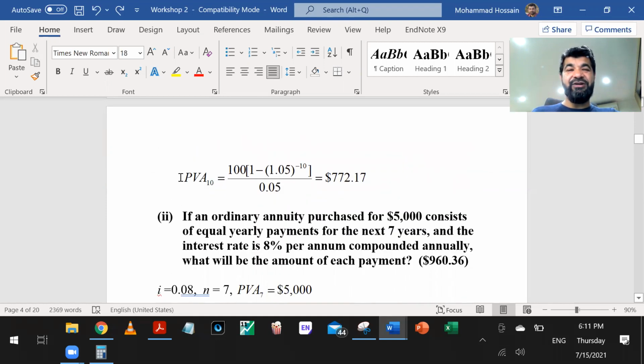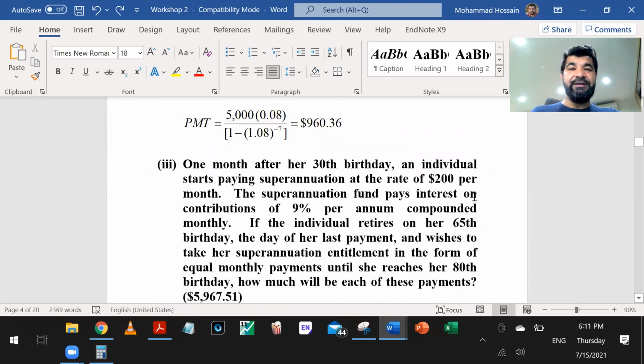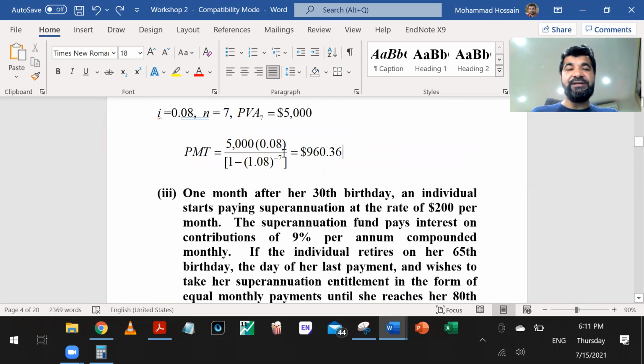Okay. So present value is 5,000 given. You see this 100? This is the figure you need to find out. What will be this number? Just change the calculation. That's all. Okay. This is 960.36. We're paying this amount at 8% interest for the next 7 years.